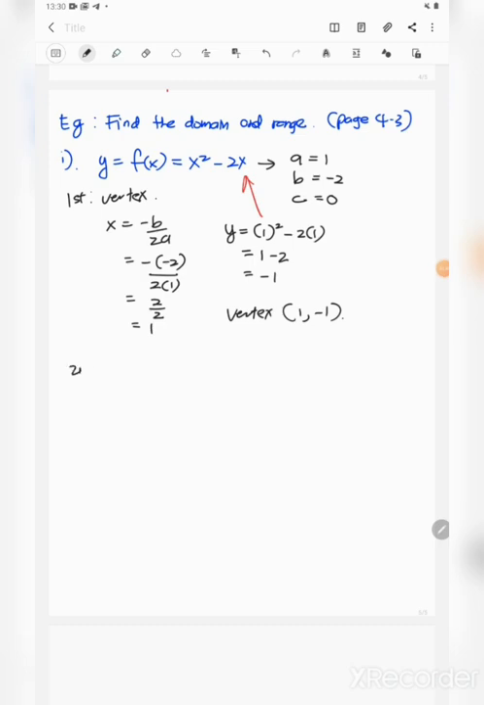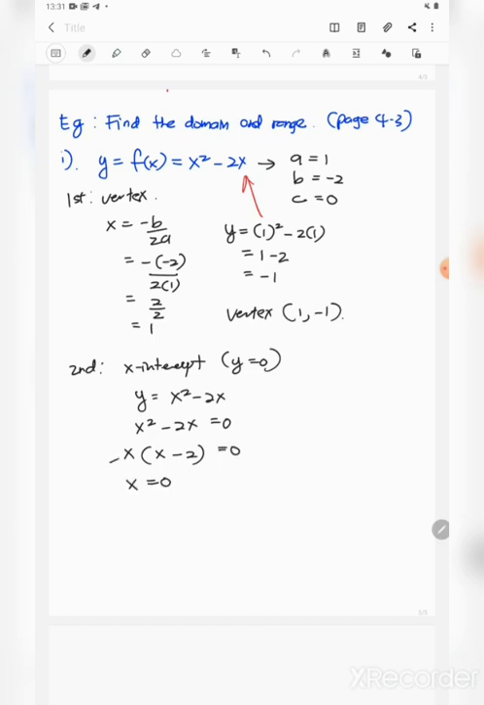Okay, second step, you have to find the x-intercept. To find the x-intercept, you have to set y equal to 0. Now our function is y equals x squared minus 2x, so x squared minus 2x equals 0. Factorize: take out x, so inside the bracket we have x minus 2 equals 0. Therefore, to find the x-intercept, the first one is x equals 0 and the other one is x equals 2.